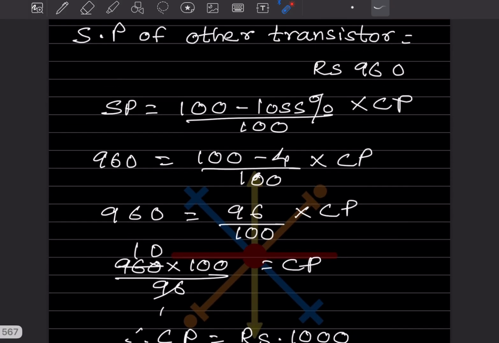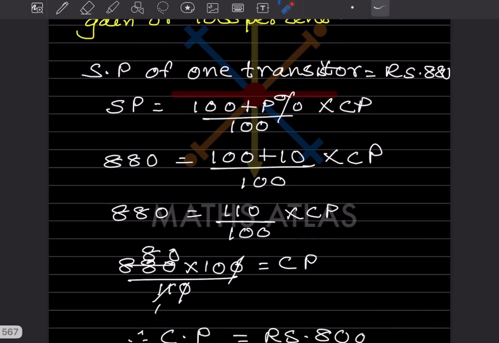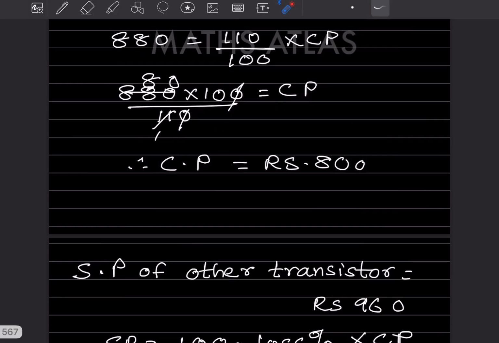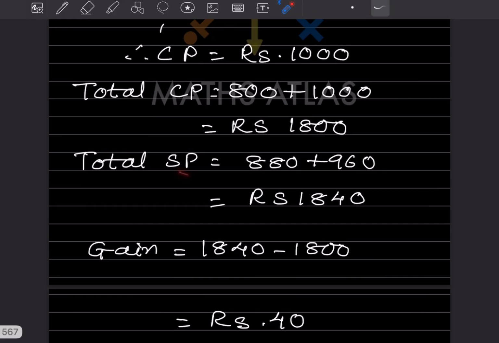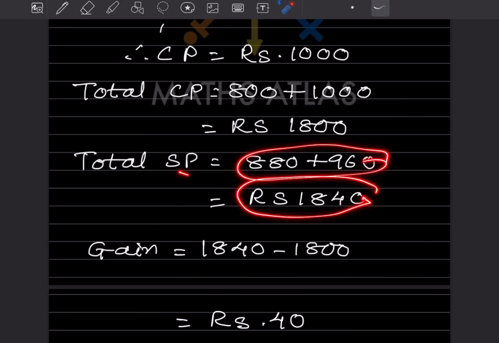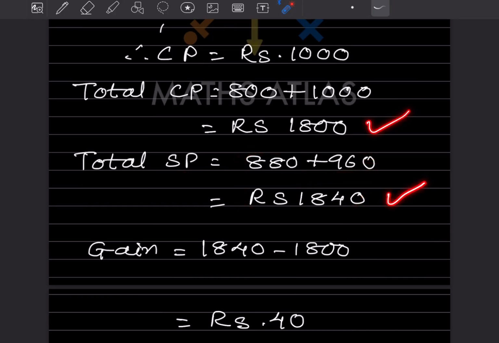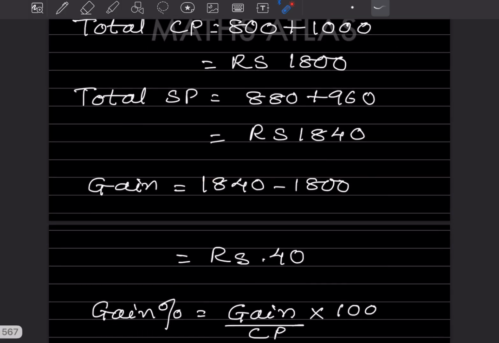Now we'll see the SP, the selling price. Here it is given as 880 plus the second one, 960. So the total selling price is going to be 1840. When we compare both, we can see the selling price is more, so that will be a profit. So we can say gain is equal to SP minus CP, which is 1840 minus 1800. So the gain is 40.